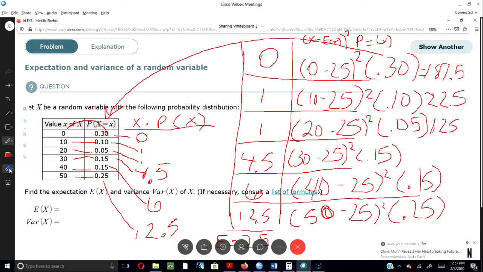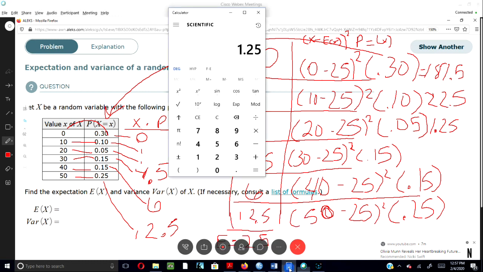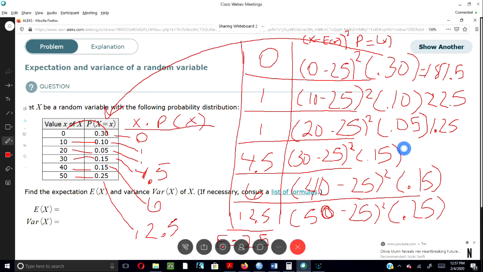I don't want anybody to think that should be a point. Okay, 1.25. And then for the next one, we'll say open parentheses 30 minus 25, close parentheses, squared times 0.15 equals 3.75.